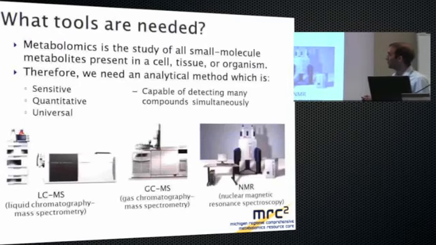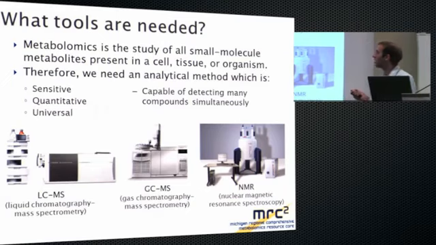So what tools do we need for metabolomics? Well, as Sue already told you, the idea behind metabolomics is to study all, or as close to all as you're interested in, or as we're able to do, small molecule, typically organic metabolites present in a cell, tissue, or organism, biofluid, any matrix that you're interested in studying. So how are we going to tackle that challenge?